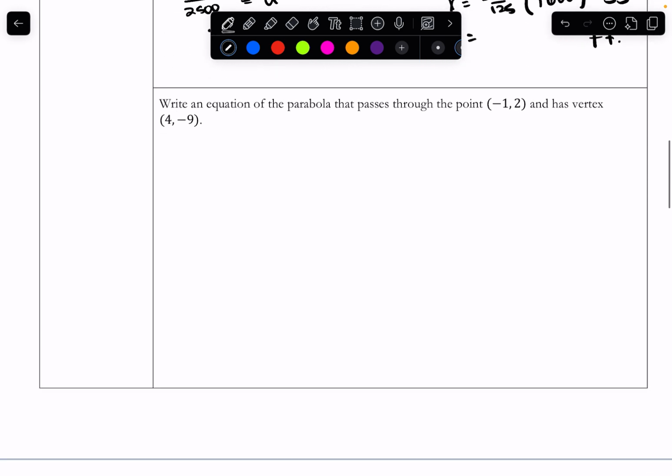Let's do number 2. This time it's not a word problem. We have a point, which is always an x, y. And then we have our vertex, which is H, K.